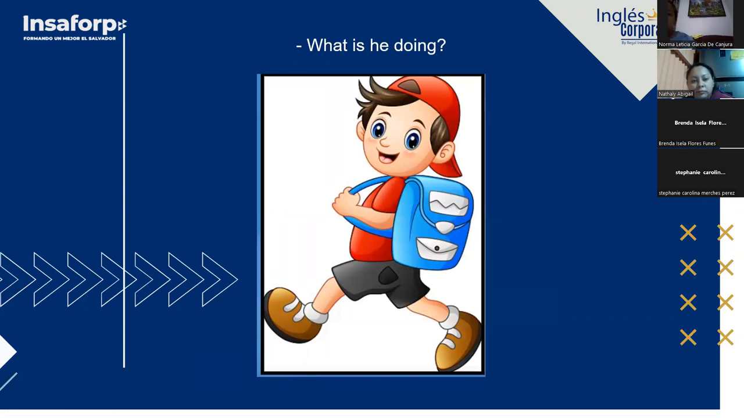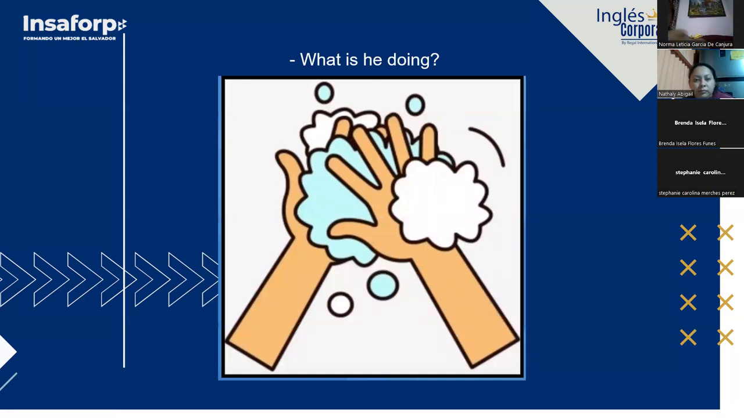He's walking. To school. Okay. What else? He's happy. Okay. He's a kid, yes. Okay. What is the action? What is he doing? Let's suppose that is he. Supongamos que es él. Wash your hands. Washing. Okay, he is washing his hands. Okay, good.